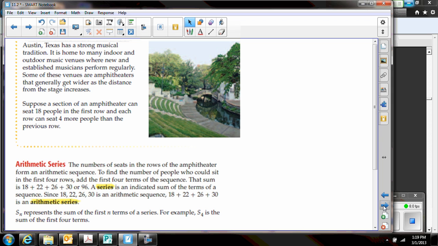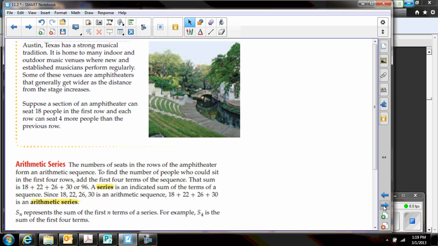So what that means, in row number 1 we have 18 people. In row number 2 we would have 22 people. Row number 3, 26 people, so on and so forth. If I am the owner of this amphitheater, I would like to know how many people I can actually fit into this amphitheater when it comes time to sell tickets. So one of the questions I might ask myself is, the first 4 rows, that's where the expensive seats are. How many people can I sell tickets to?